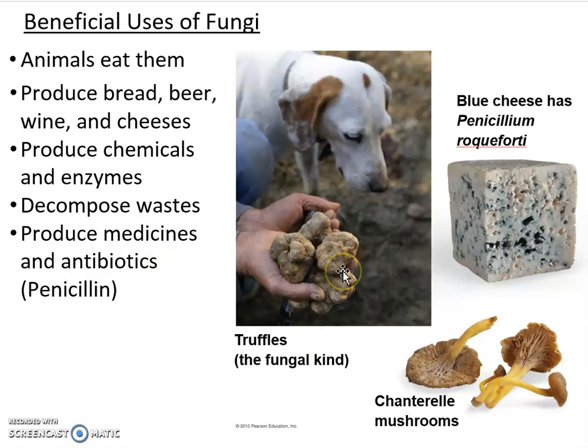Here you can see some truffles and some mushrooms. We eat them in our cheeses that are out there. Again, that controlled rotting of milk, where we're using these microorganisms to make the food a little bit more tasty. We use them in bread, beer, wine. We also produce chemicals and a variety of enzymes with them.